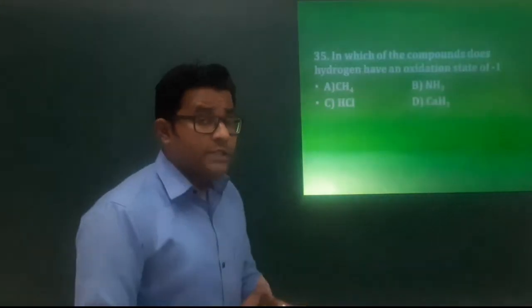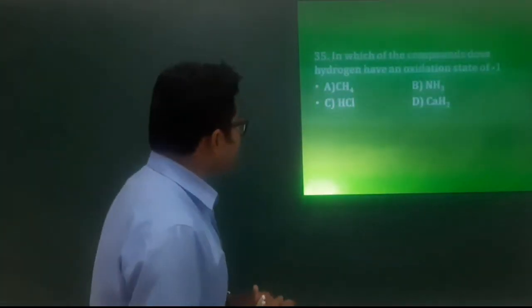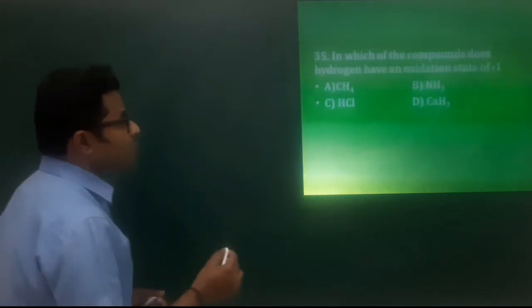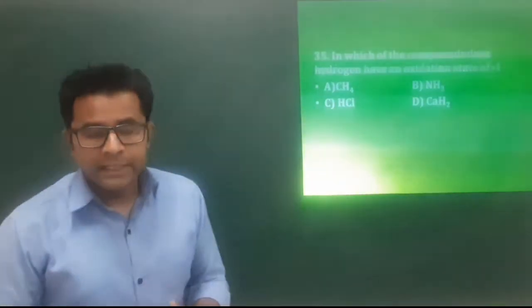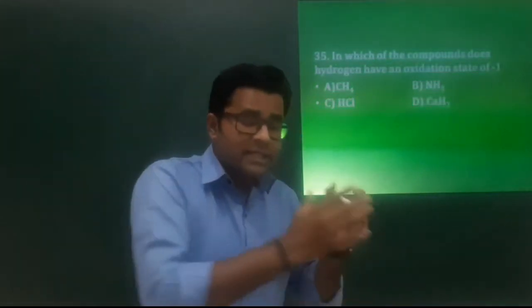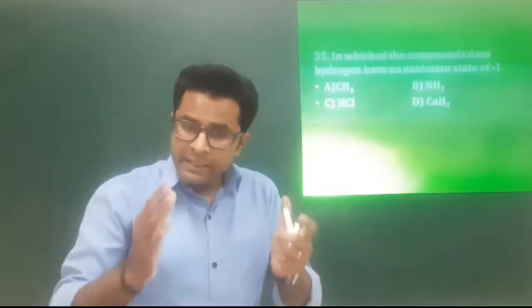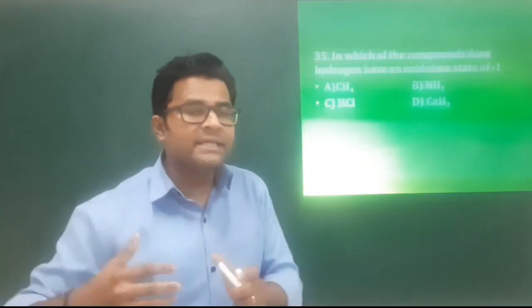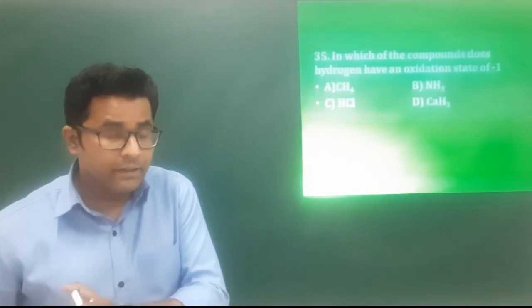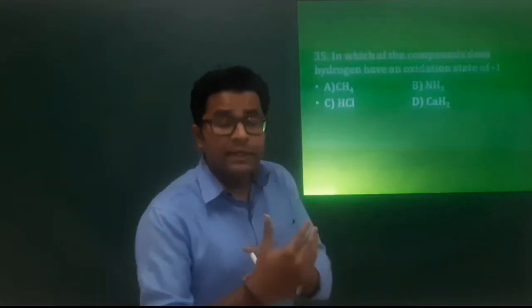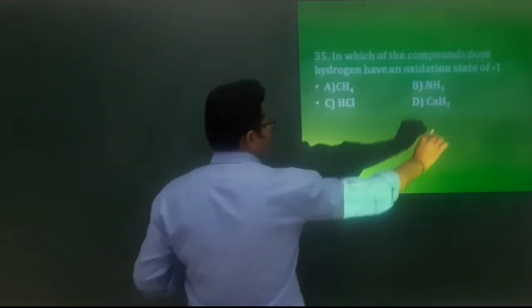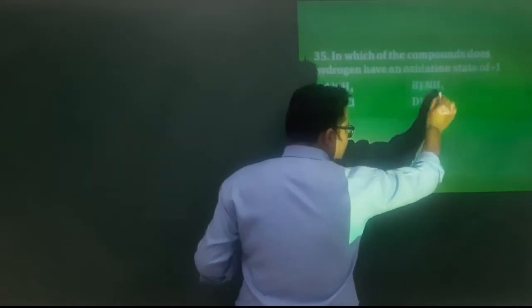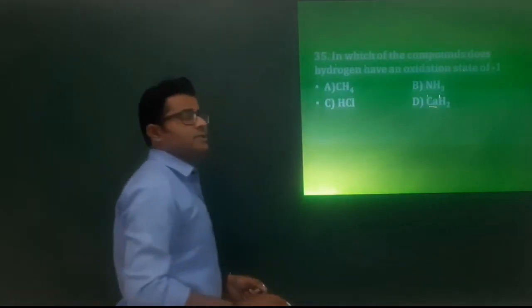When we take a look at question number 35: in which of the following compounds does hydrogen have an oxidation state of -1? Remember one thing: whenever hydrogen is connected to a metal, it is going to drag the electrons, making itself electronegative, whereas metals are electropositive in nature. So find out the metal. In all four options, we have calcium here, that is the metal.